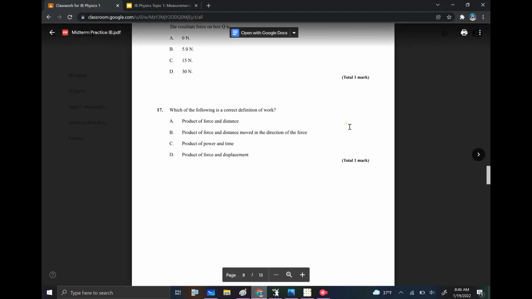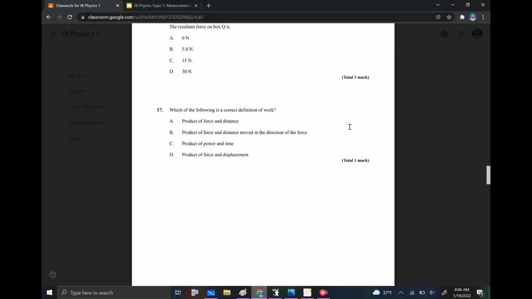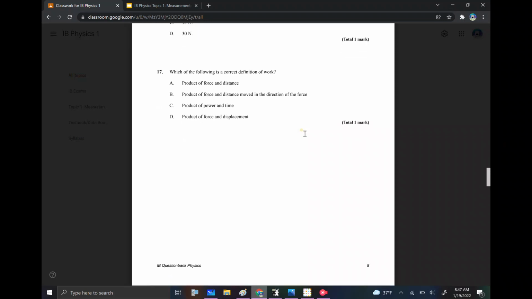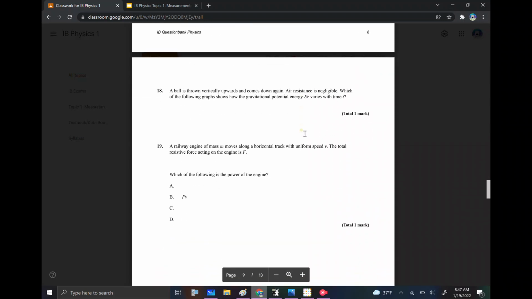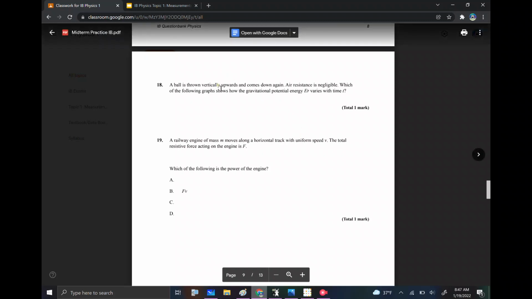So constant speed means the total force, the resultant force, is always 0. So A. Which of the following is a correct definition of work? You can jump back to your notes where I put the exact definition, but I think once you do that, it'll be pretty clear that it is the product of a force and distance moved in the direction of that force, right? That's just a definition we kind of need to know. It's not force and distance, it's not force and time, it's not force and displacement. It's force and distance moved in the direction of the force, right? It's very particular. So 17 is B.